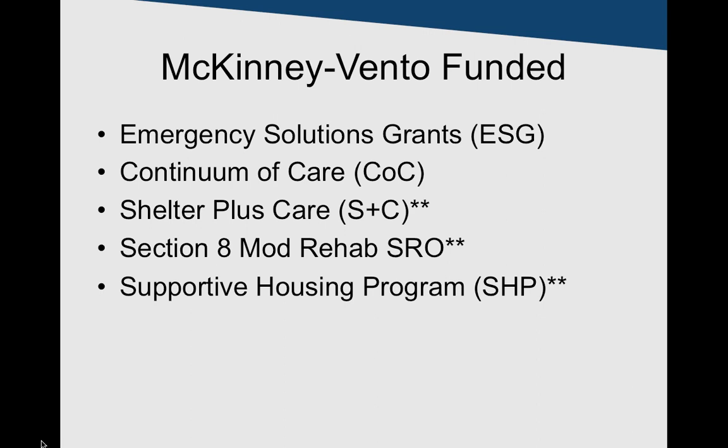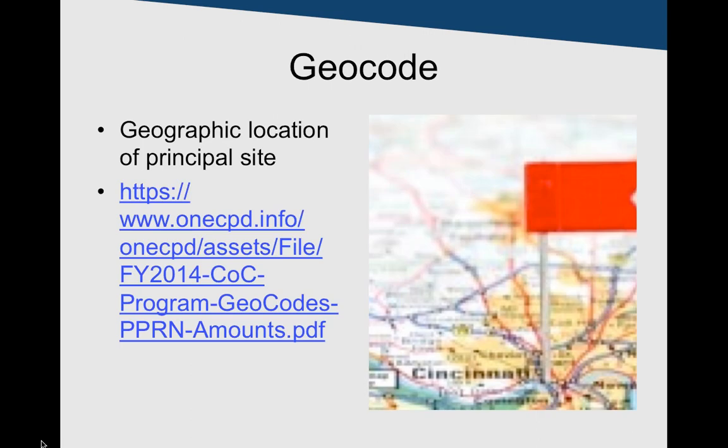All right, so let's talk about McKinney-Vento funded programs. Any project receiving any type of HUD McKinney-Vento funding should be marked as yes. HUD McKinney-Vento programs includes those programs funded under the Emergency Solutions Grant and Continuum of Care programs. Additionally, it includes projects that are still under their original grant contract that were funded as Shelter Plus Care, Section 8 mod rehab, single room occupancies, and supportive housing programs.